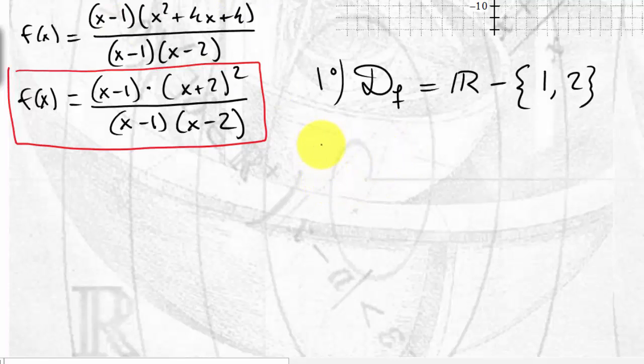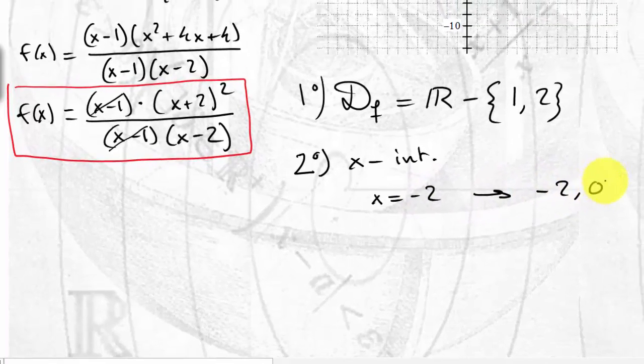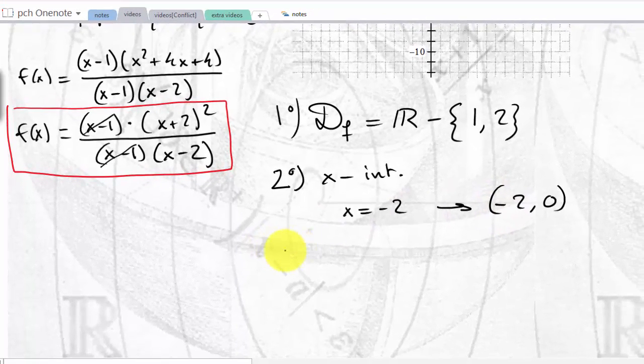Parity, no, there's no parity. X-intercept, so let me go with the x-intercept. X-intercept is the numerator, so now I can simplify. Numerator equal to 0, but not the denominator, so there's only 1, and it's at negative 2, right? If x equals negative 2, x plus 2 is 0. So x equals negative 2 makes the numerator equal to 0, so the x-intercept is going to be negative 2, 0. That's it, I got it.